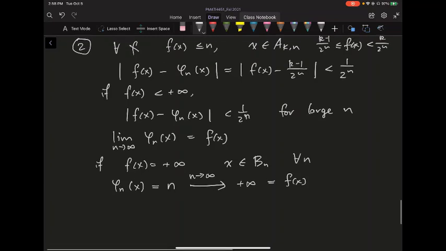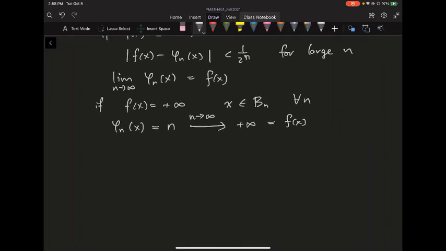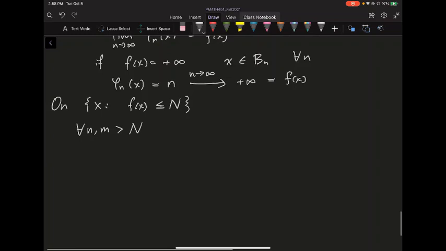And finally, I want to show that if I just focus on one collection of sets, so if I only consider all the x where f of x is less than or equal to some big N, for some fixed number N, then the convergence is really a uniform convergence. And to convince yourself of that, let's just take every n and m greater than, let's say, the same N. Okay, so how do I know this sequence is uniformly convergent? I just need to show that there's some uniform bound on these phi n of x and phi m of x.